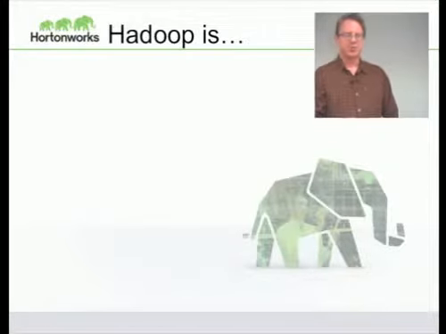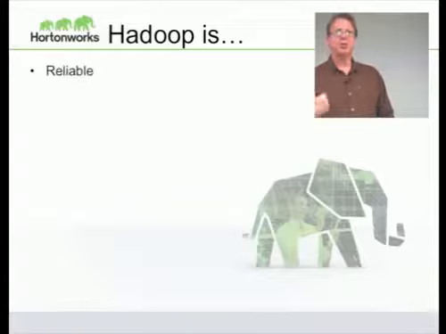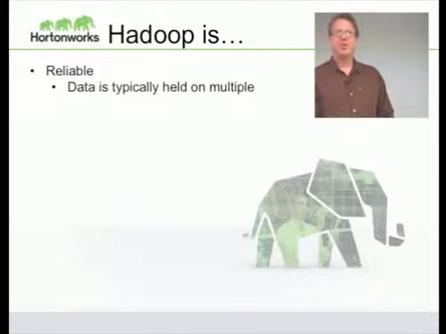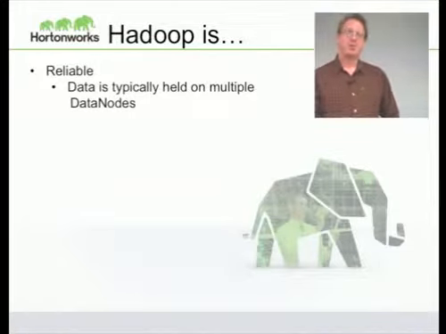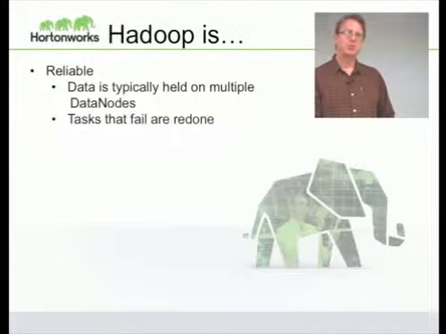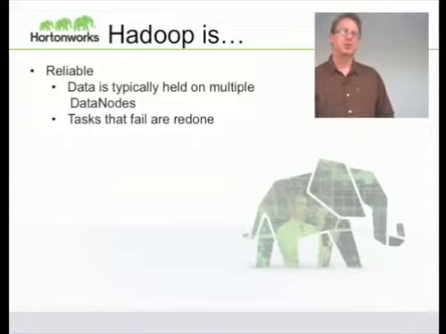What are the key characteristics of Hadoop? It's reliable. You don't need to worry about machine failures because your data is automatically held on multiple data nodes and will be automatically re-replicated if a machine fails. If a task fails or if the machine that a task is running on fails, that is automatically reassigned to a new machine. Hadoop is also very scalable.